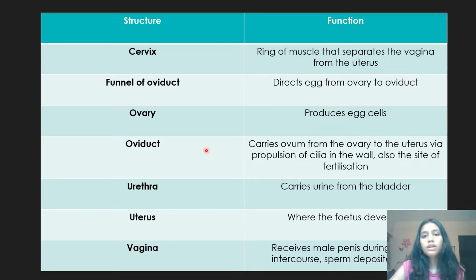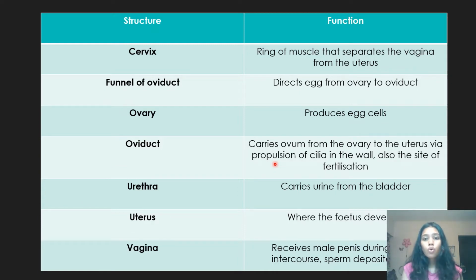Then you have the oviduct, which carries ovum from the ovary to the uterus. As you've seen, the oviduct links the ovary and the uterus. Now, how does it carry the egg cell? Basically, you have cilia in the walls of the oviduct, and they contract and move. You know, cilia, how it moves in the throat. It moves mucus towards the back of the throat. That's exactly what cilia does here. It moves the egg towards the uterus.